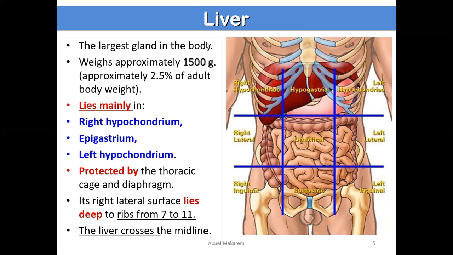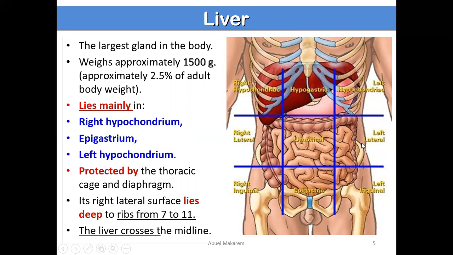As I said, it lies mainly in the right hypochondrium. As we know, we have the nine regions. This is called the right hypochondrium. This is the left hypochondrium. This is the epigastrium. Sorry, this is wrongly mentioned here as hypogastrium. This is the epigastric region, umbilical, and this is the hypogastrium. So there is a change in terminology here. So this is the epigastrium, and here the hypogastrium, this is the umbilical.